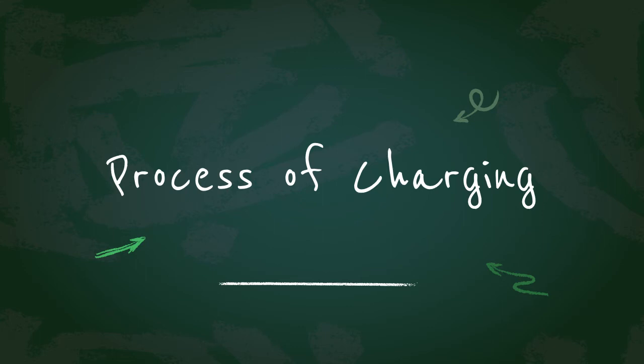Hi, for this video, we'll be talking about the process of charging. In an atom, there are protons and electrons, and the number of protons and electrons in an atom is considered to be equal. And if they are equal, the atom is considered neutrally charged.